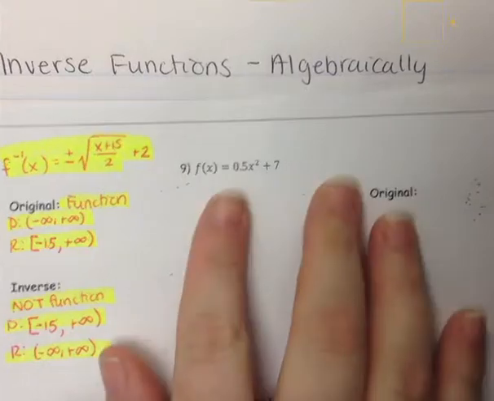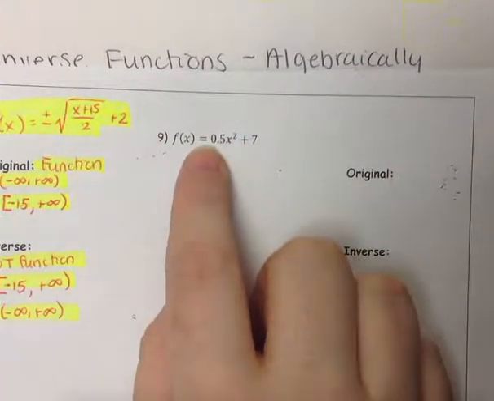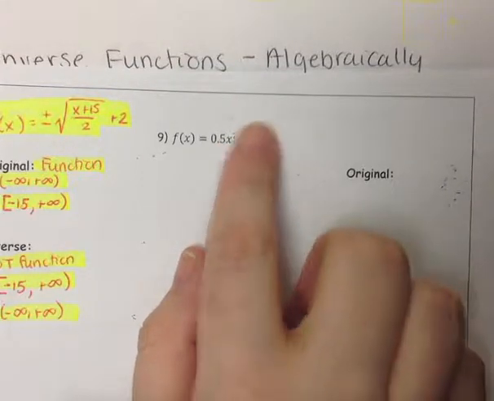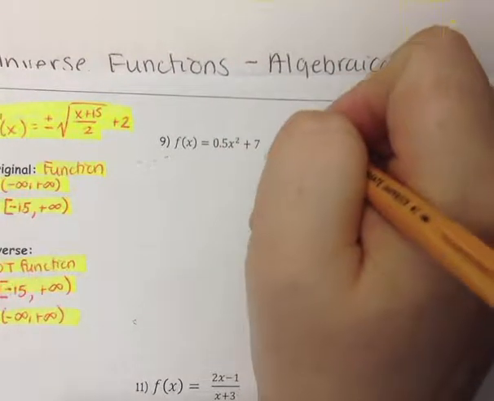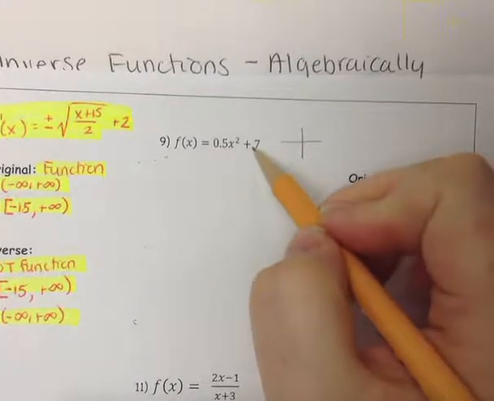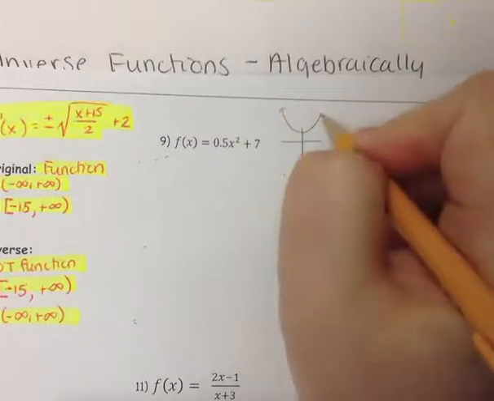On this next example, number 9, we have a quadratic, and it's opening up. Since we only have one letter x in here, this is also in vertex form, so we do know what our vertex is. So the sketch of this is actually starting at 0, 7, because that's our k value, and it's opening up. So it's going to look something like that.